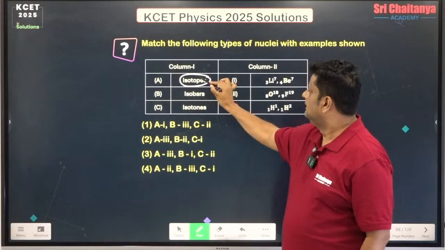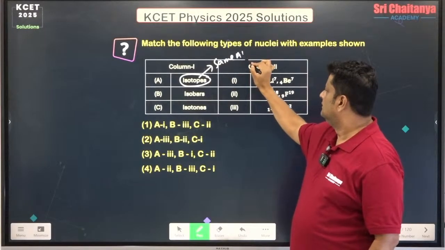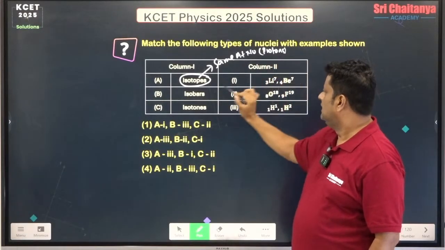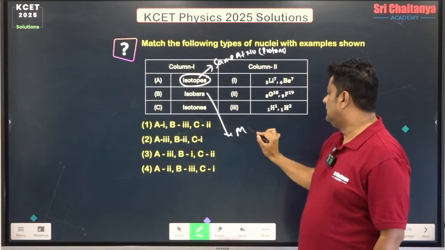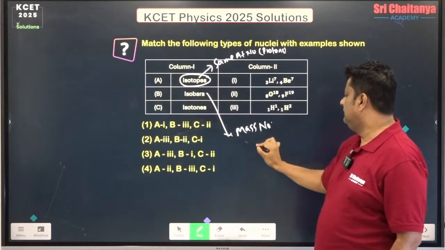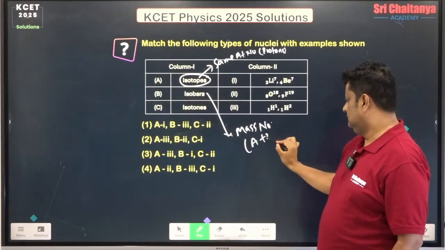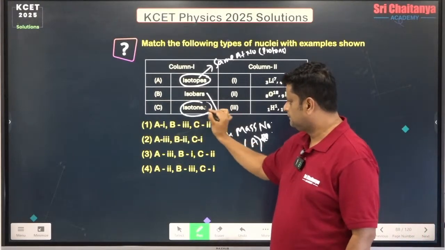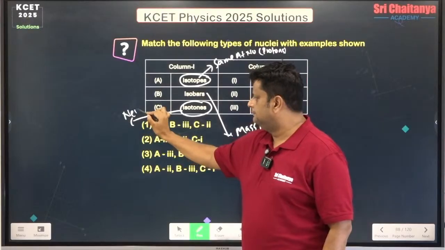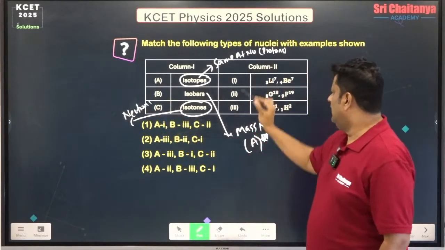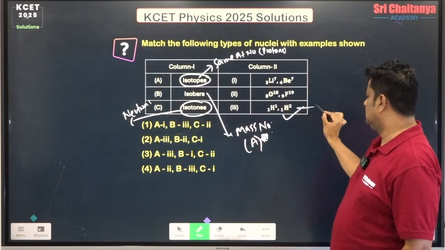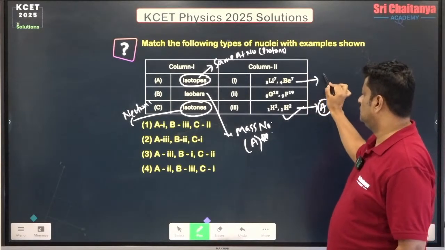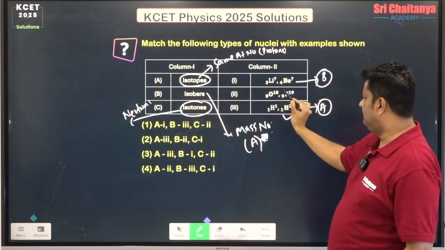Isotopes have the same atomic number, which means protons must be the same. Isobars have the same mass number, which means A must be the same, that is proton plus neutron. Isotones have the same number of neutrons. So the atomic number is the same in this case, so this belongs to A. The mass number is the same for these two, so this is for isobars. And the difference is neutron.